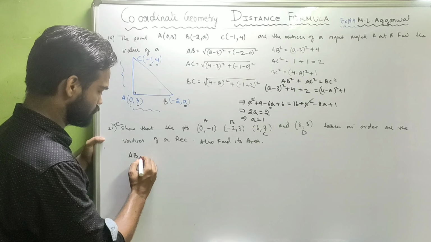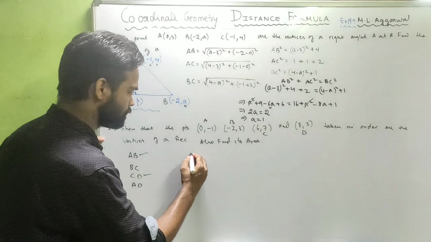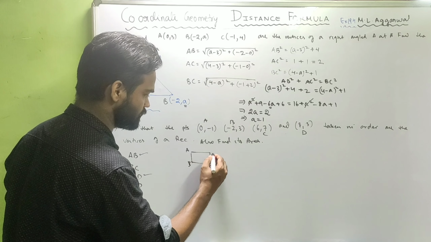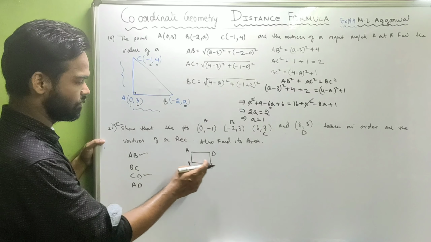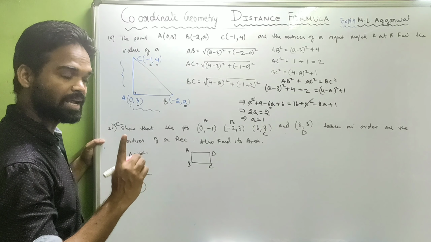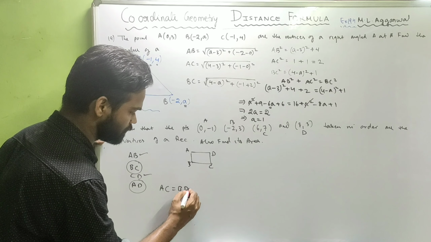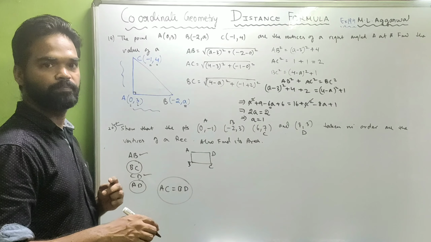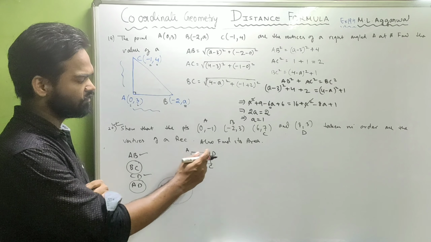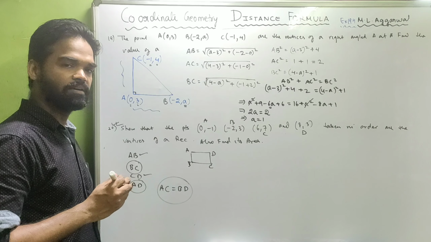Okay, you'll see that AB and CD will be equal. Opposite sides are equal. This is your A, B, C, D. You'll see that AB will be equal to CD and BC will be equal to AD, and you'll find the diagonals AC and BD. You'll see that they are also equal, which means it's the vertices of a rectangle. And then find the area, length into breadth, you'll find the area. Okay, let us see the next sum.